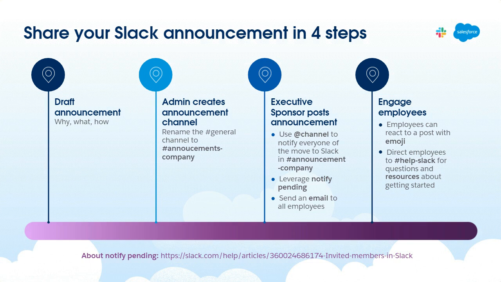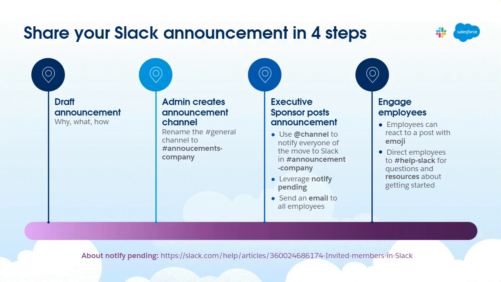Owners and admins can also notify all invited members who haven't joined Slack yet about any messages in channels. For the announcement in particular, they can hover over the announcement, choose the More message shortcut, and notify pending members to send them all an email alert about the announcement, which is what Kyle talked about earlier. You can learn more about notify pending at the link on the slide.